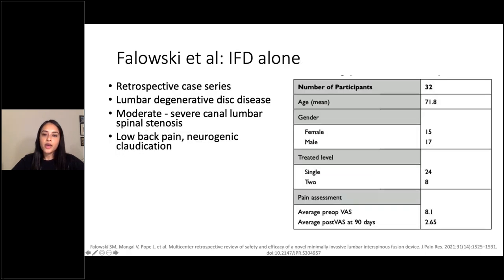There we go. While there hasn't been very much data published on interspinous fixation and fusion devices alone, this is data from a recently published retrospective case series of 32 patients who underwent implantation of the Aurora Zip device in an outpatient setting. Patients in the study were experiencing low back pain and neurogenic claudication symptoms, with imaging demonstrating moderate to severe lumbar stenosis at least one level. For all patients, demineralized bone matrix graft was utilized inside the barrel of the device to promote bone fusion.